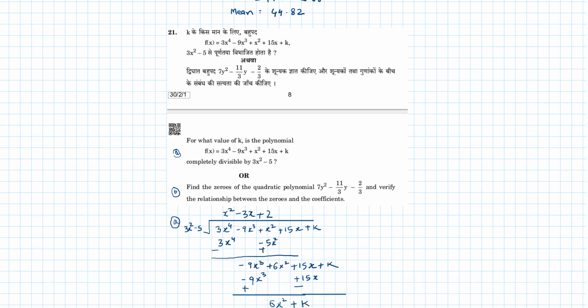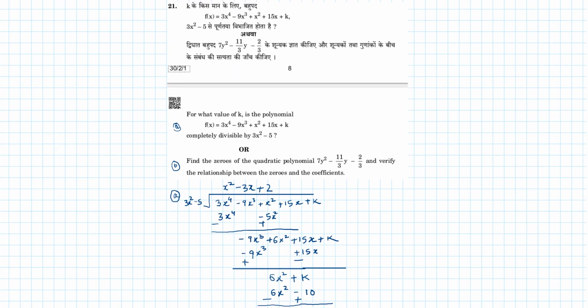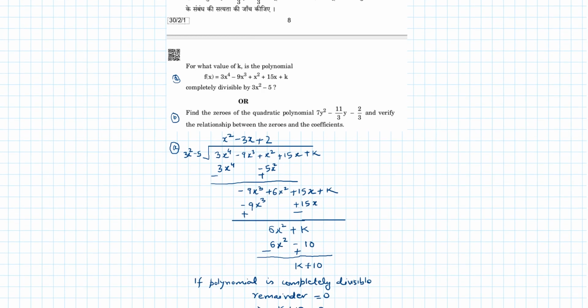There are two parts to question number 21. In the A part we are supposed to find the value of k so that the given polynomial is completely divisible by 3x square minus 5. Completely division का क्या मतलब होता है? Complete division का मतलब होता है कि remainder becomes 0, right?